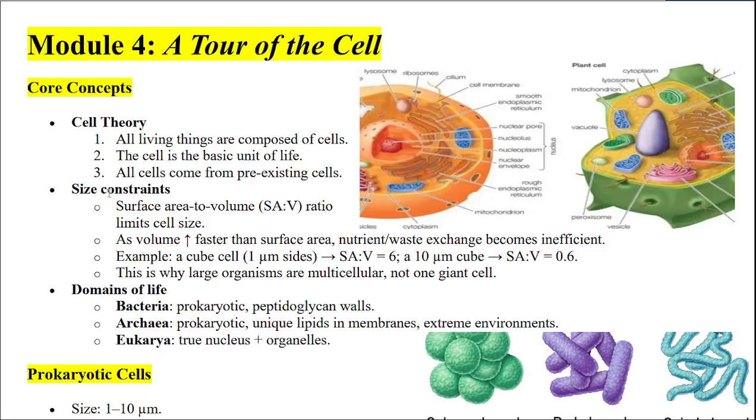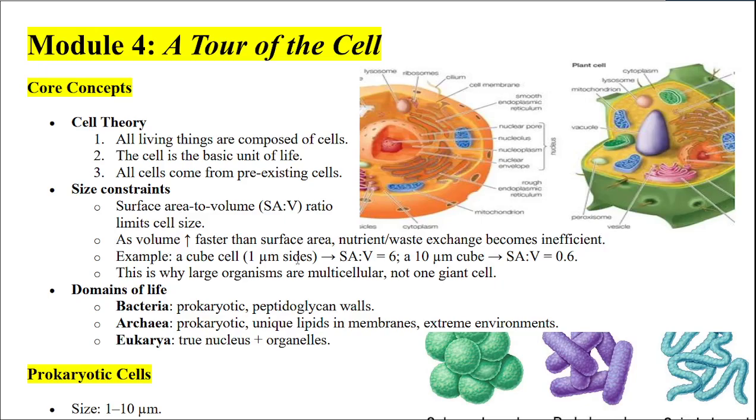If cells are so great, so effective, and usually bigger means more complex, maybe more efficient, why aren't large organisms just one single enormous cell? Yeah, why do we bother with trillions of them? Right. Why the logistical nightmare of being multicellular? It's a fantastic question, and the answer is pure physics. It comes down to geometry. It's called the surface area to volume ratio constraint, or SAV.